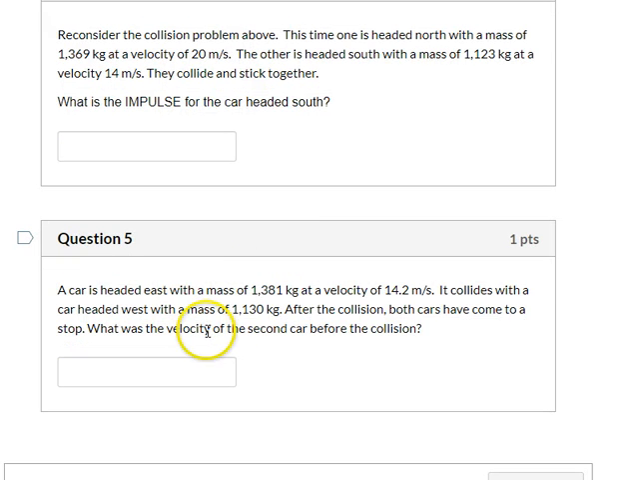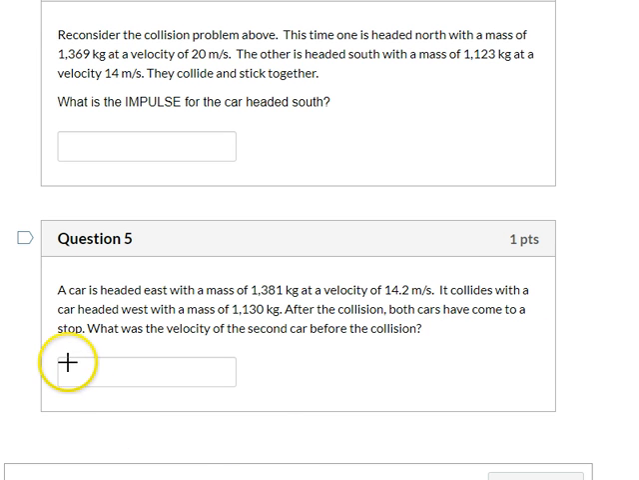Problem 5. We've got a car that has a velocity of 14.2 meters per second. It collides with another car. We don't know the velocity of the second car. We know their masses, but we do know that after they collide, everything comes to a stop.